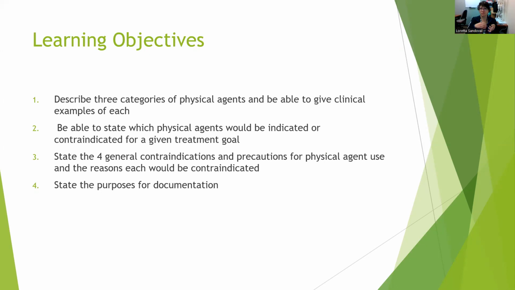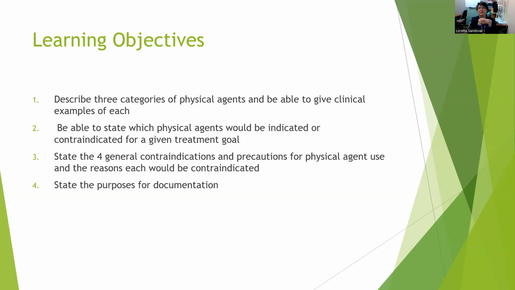So the learning objectives for this section are, I want you to be able to describe categories of physical agents and to be able to give clinical examples of each. To be able to state which physical agents would be indicated or contraindicated for a given treatment goal. During this quarter, we are going to talk a lot about indications, contraindications, and precautions. So indications, why would you do it? When would you do it? Contraindications, when wouldn't you do it and why? And precautions are when you need to be cautious about it.